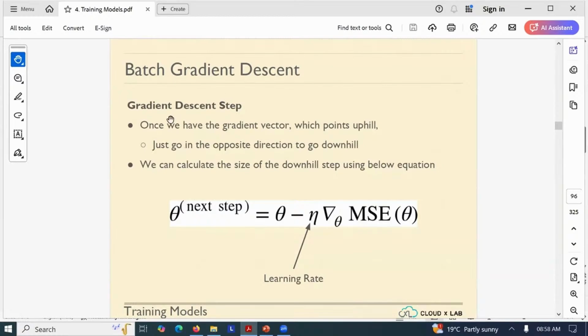Since we are minimizing this function, we will always move in the opposite direction of the gradient, right?